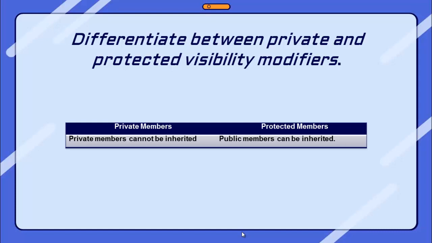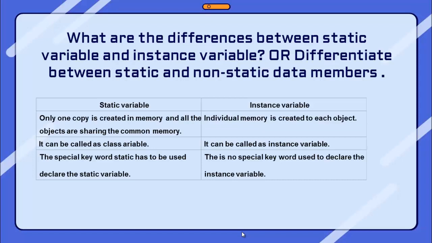Differentiate between private and protected. Private members cannot be inherited. Protected members can be inherited.